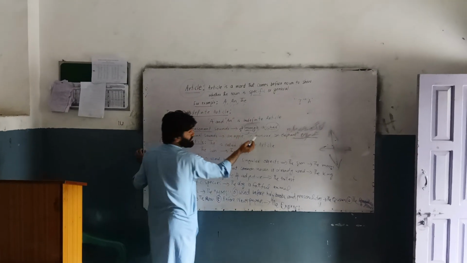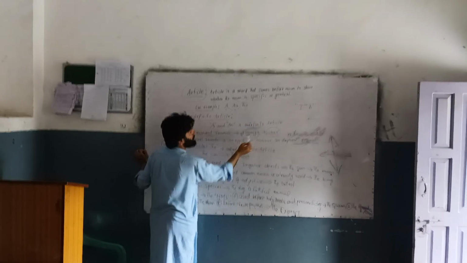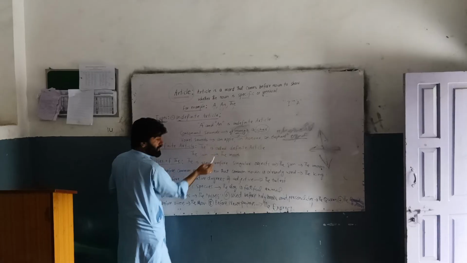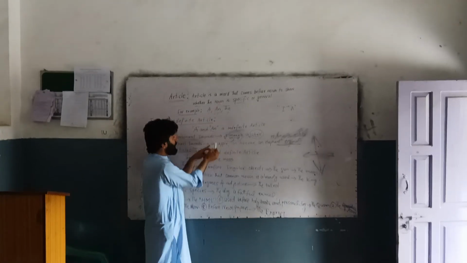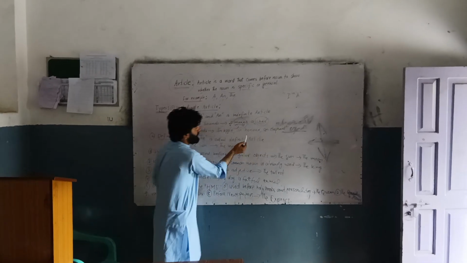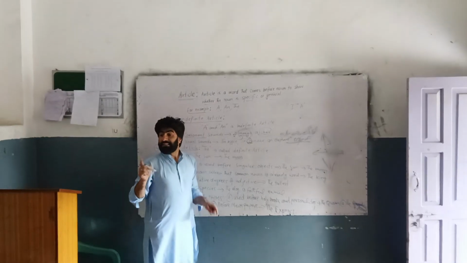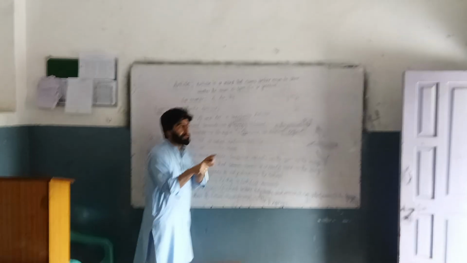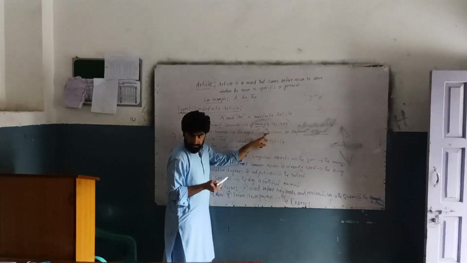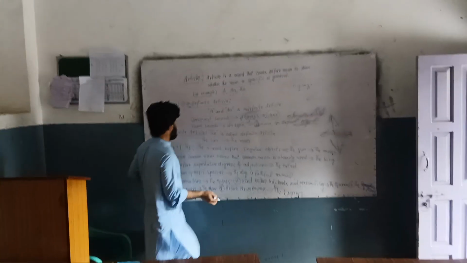Consonant sound: if the sound is consonant, then we will put a before the noun. A mango, a chair. Vowel sound: if the sound is a vowel, then I will put an. An apple, an hour, an elephant. Now look at this. This is H. It will depend on the sound, not the letter. As this is H, and it is pronounced as honor, O. So the sound is a vowel.